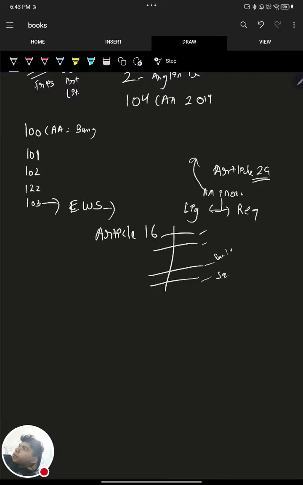Cut motion, policies, demand of... Article 108, joint sitting of the houses: bill procedure, ordinary bill, money bill, and constitution bill.